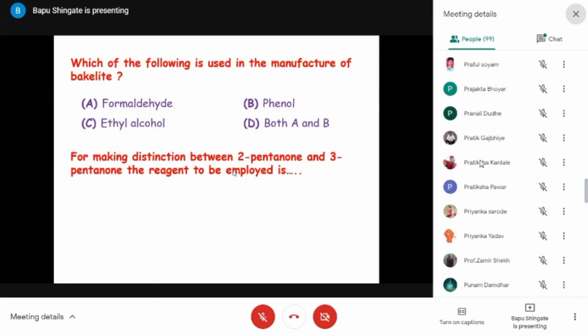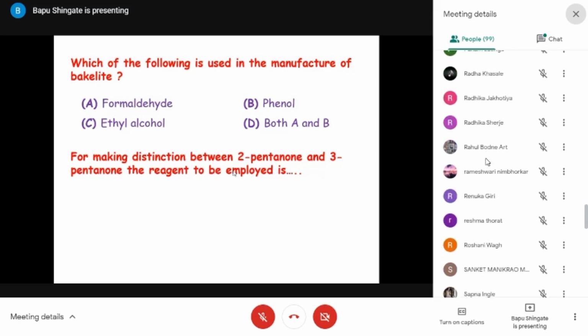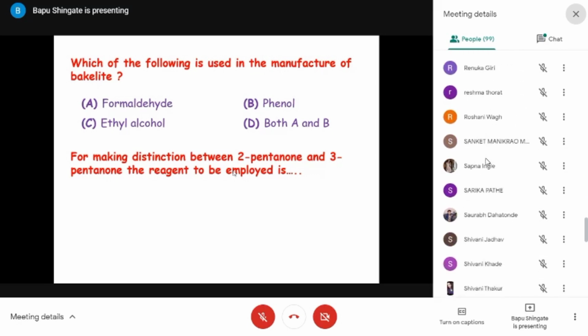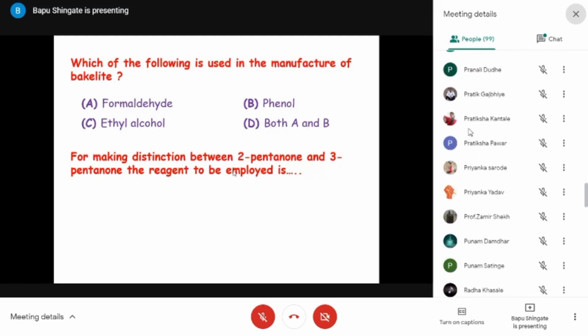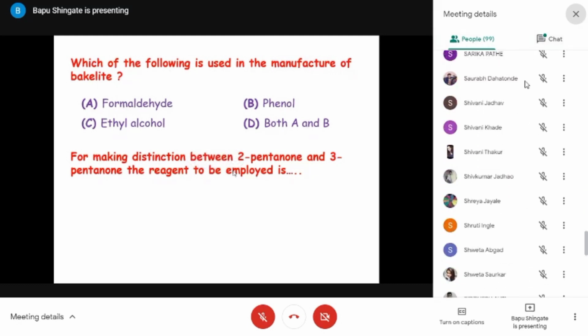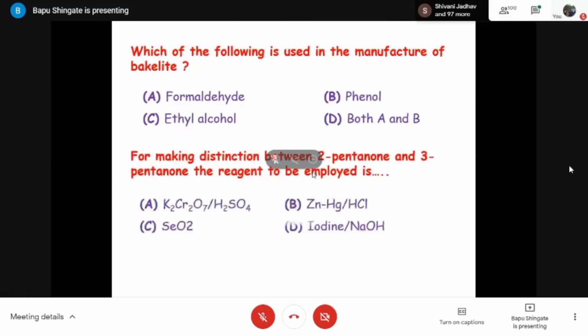But H1 NMR as well as carbon-13 NMR can be used for distinguishing these two ketones, 2-pentanone and 3-pentanone. Someone has said that mass spectrometry is also used for distinguishing the position of the carbonyl group. Someone has said the iodoform test, but why iodoform? Why not others? Let us have a discussion on all the reagents.